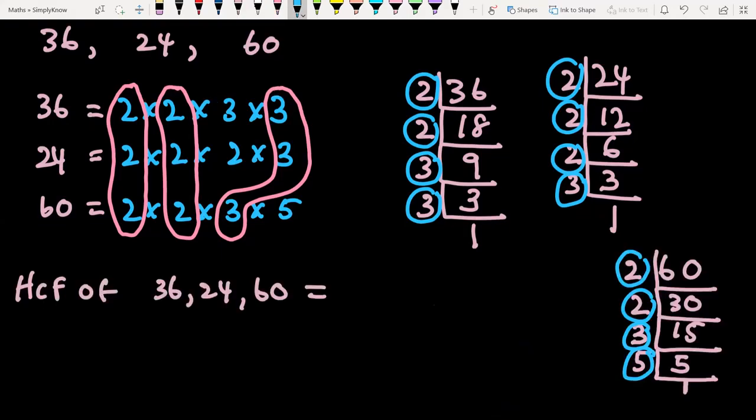Now finally, for us to find HCF of 36, 24 and 60, we need to multiply these common factors together. 2 times 2 times 3 to find out HCF. 2 times 2 is 4, 4 times 3 is 12. So HCF of 36, 24, 60 is 12. Now you know simply how to find HCF of several numbers using prime factors.